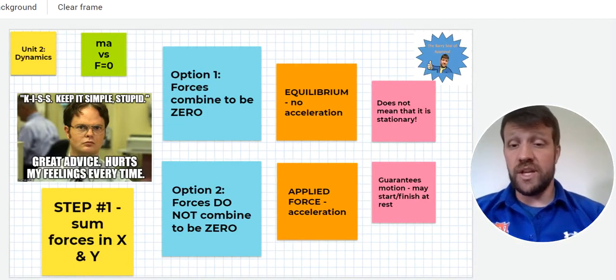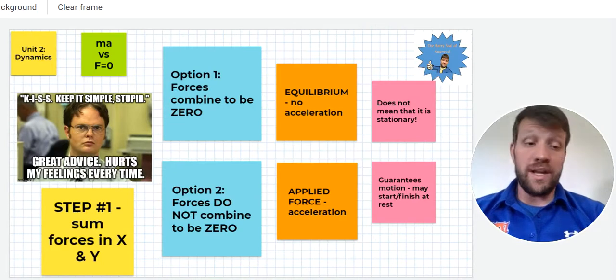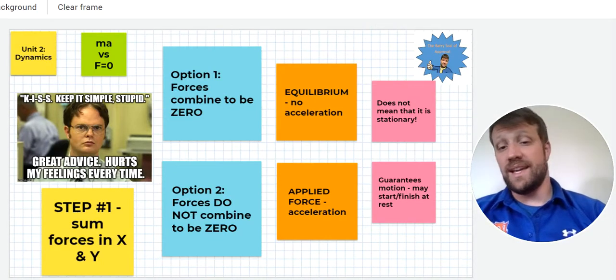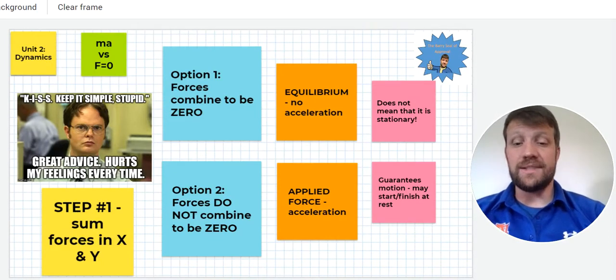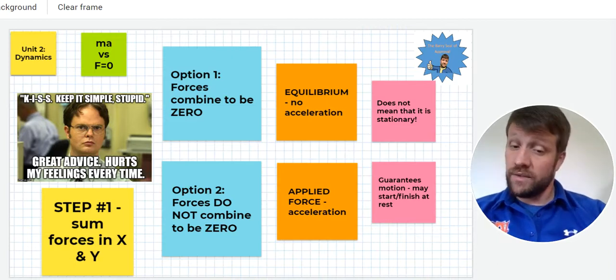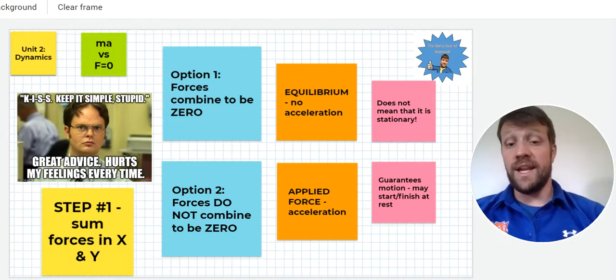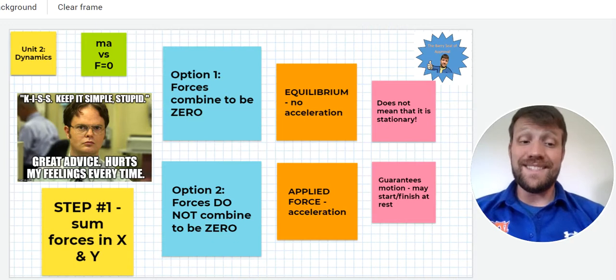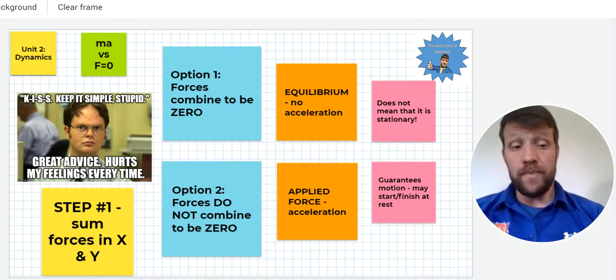Okay, so there's two different scenarios we could get here. And I love this Dwight meme real quick because it's just that KISS. Keep it simple, stupid. KISS. Great advice. It hurts Dwight's feelings every time, but it's really important for what we're looking at here. There are a couple very easy steps that we can use to keep this simple to determine whether or not there is acceleration of an object using our F equals MA.